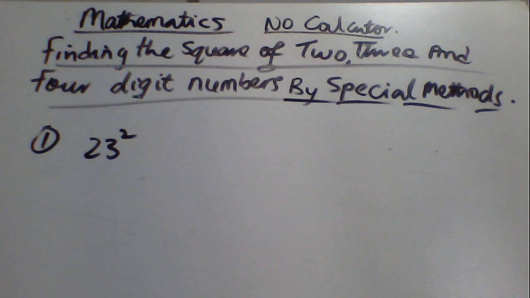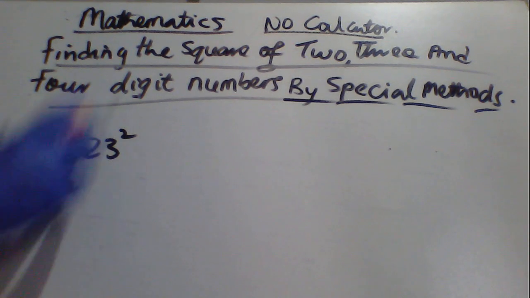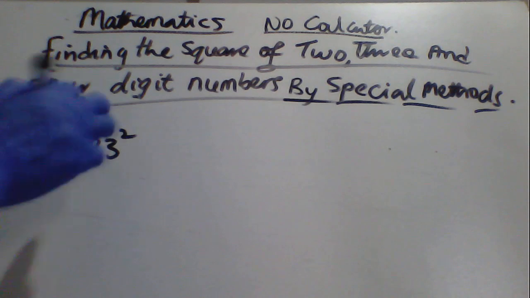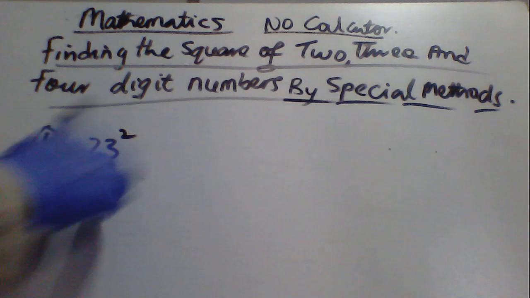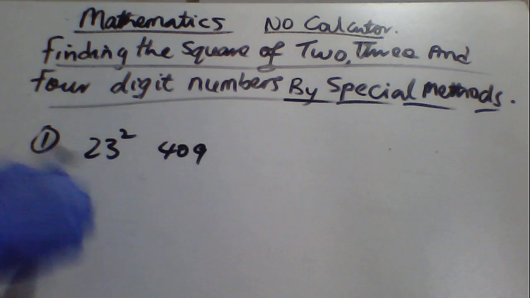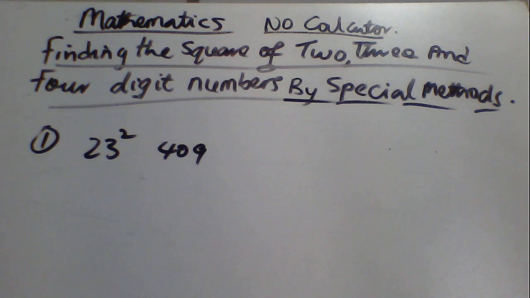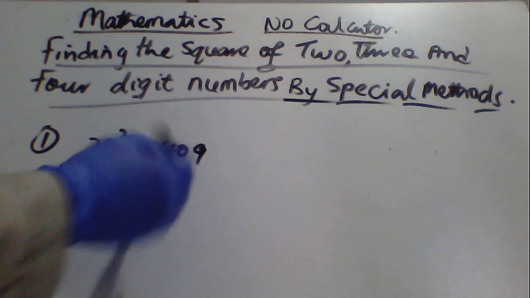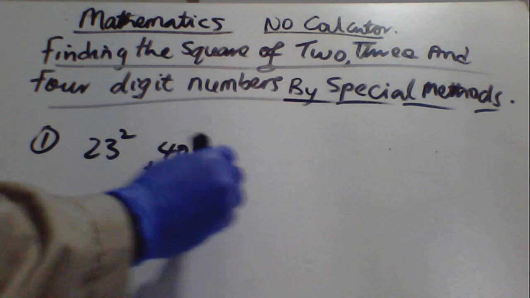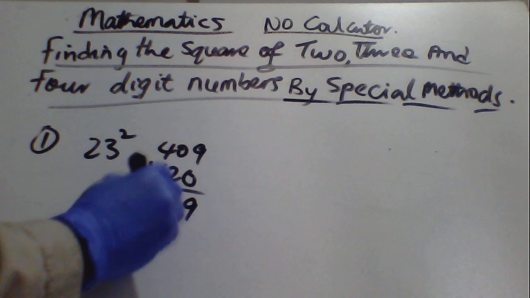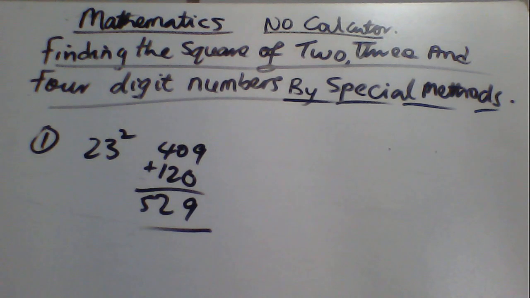Giving you this, you square the first number, multiply it by the second, and square the last one. You have 409. Multiply the two, that gives us 6 times 20. You add, you have 529. So someone like this, we say, what is this guy doing?